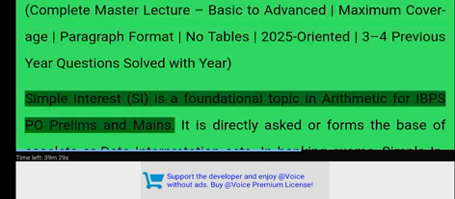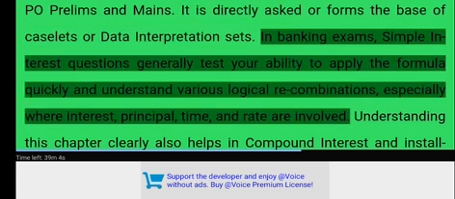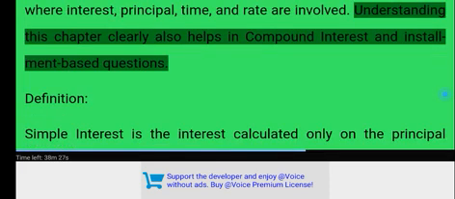Simple interest, SI, is a foundational topic in arithmetic for IBPS PO prelims and mains. It is directly asked or forms the base of caselets or data interpretation sets. In banking exams, simple interest questions generally test your ability to apply the formula quickly and understand various logical combinations, especially where interest, principal, time, and rate are involved. Understanding this chapter clearly also helps in compound interest and installment-based questions.